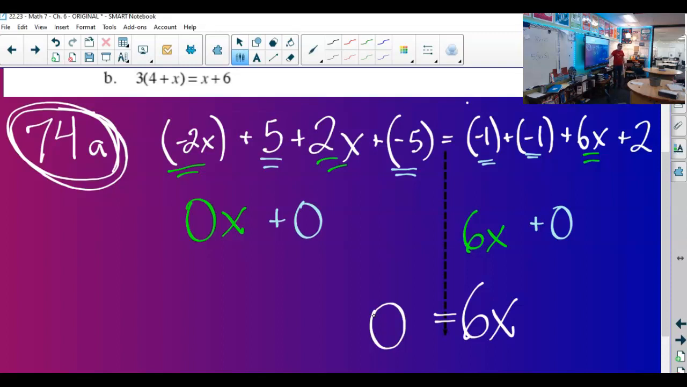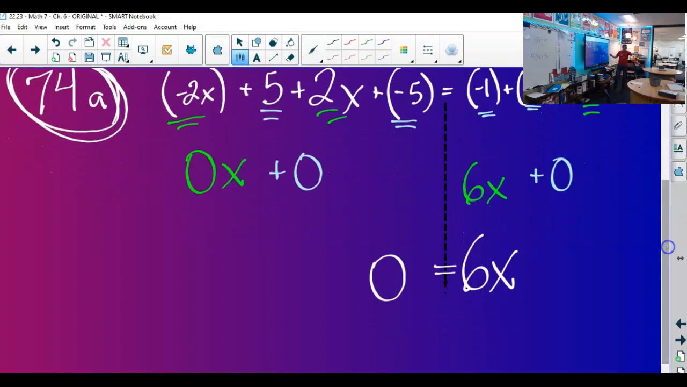6x has to be equal. We've been told it has to be equal. So how do we get there, Donovan? Well, because if 6x equals 0, then there's nothing plus nothing except 0 equals 0, so it's 0.